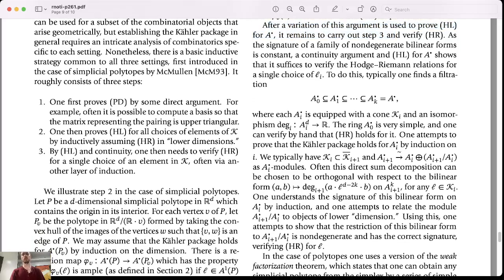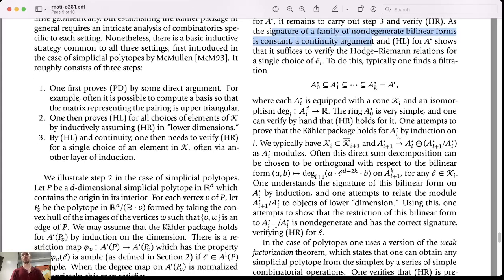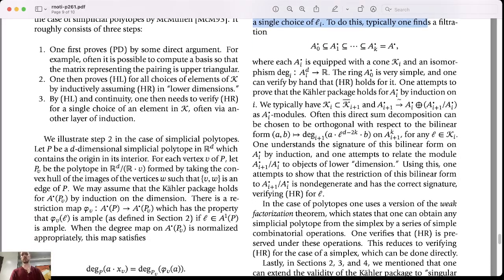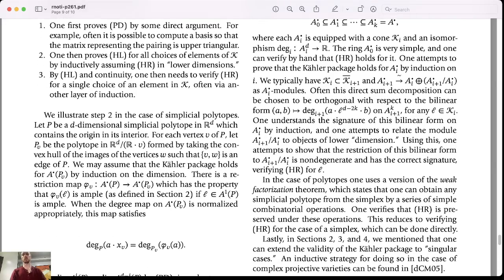As the signature of a family of non-degenerate bilinear forms is constant, a continuity argument and hard Lefschetz for A^• shows that it suffices to verify the Hodge-Riemann relations for a single choice of L_i. To do this, typically one finds a filtration A_0^• subset ... subset A_K^• equals A^•, where each A_i^• is equipped with a cone K_i and an isomorphism degree_i from A_i^d to the reals. The ring A_0^• is very simple and one can verify by hand that Hodge-Riemann holds for it.